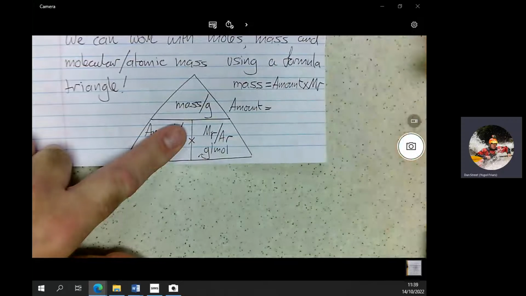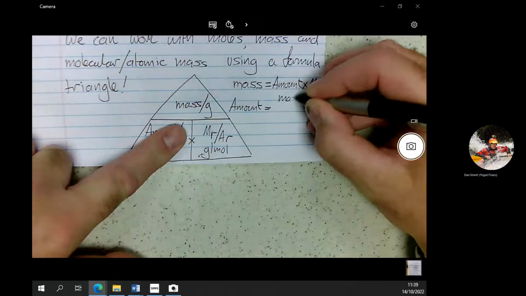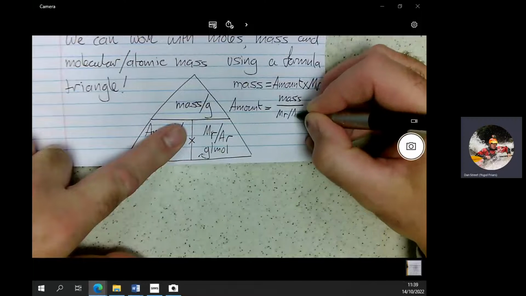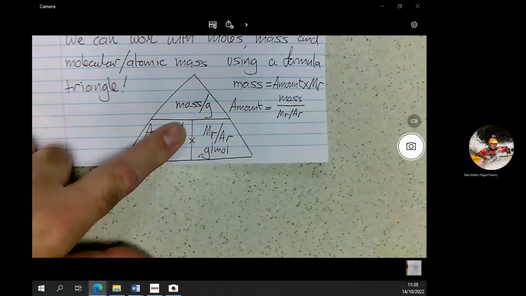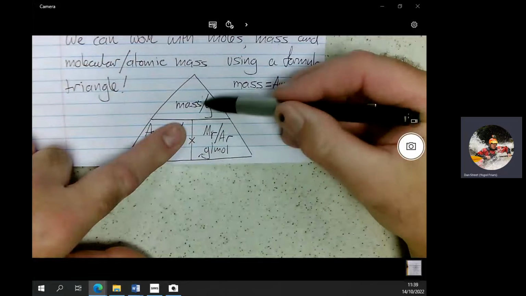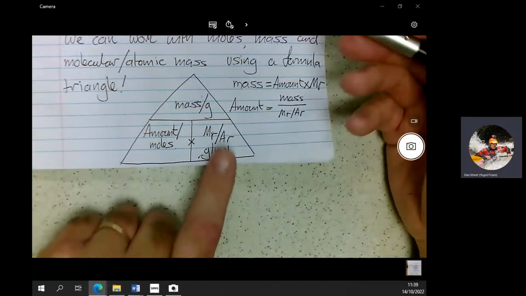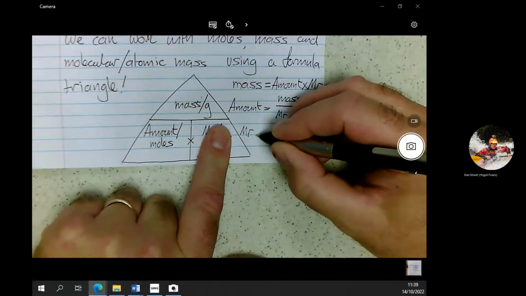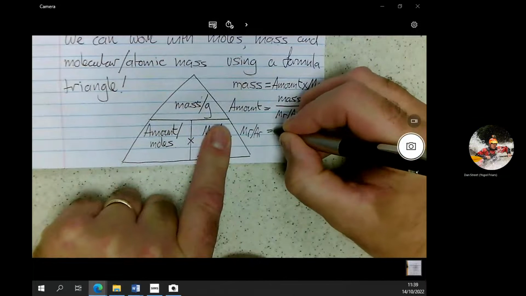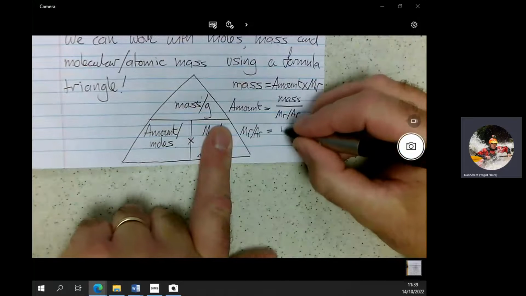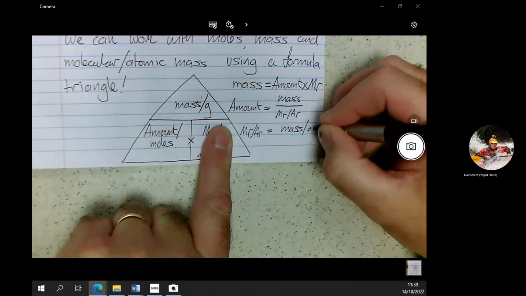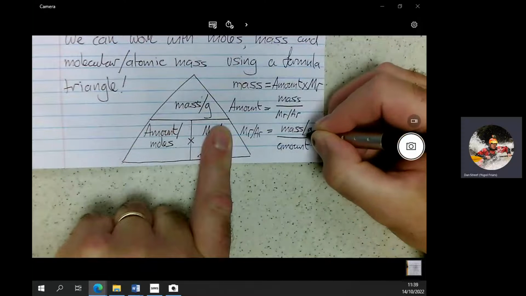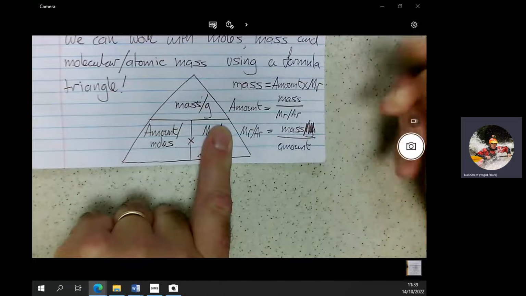And in order to calculate the amount, you take the mass and you divide that by the MR or AR, whichever is relevant in your particular question, because mass is over MR or AR. And then if you're asked to work out the MR or AR, then we do mass divided by amount. I'll just get rid of the grams there because I've not put it anywhere else.